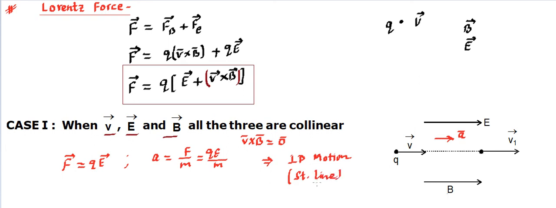And we need to check simply whether this A is constant or not. If it is constant, then we can go for V is equal to U plus AT, that means simple equations. Otherwise we can use the derivative or basic definitions to solve this kinematic problem. Right? So whenever it says all three vectors are collinear or in the same direction, we can go for this, and our answer will be the path is going to be a straight line in case of Lorentz force.